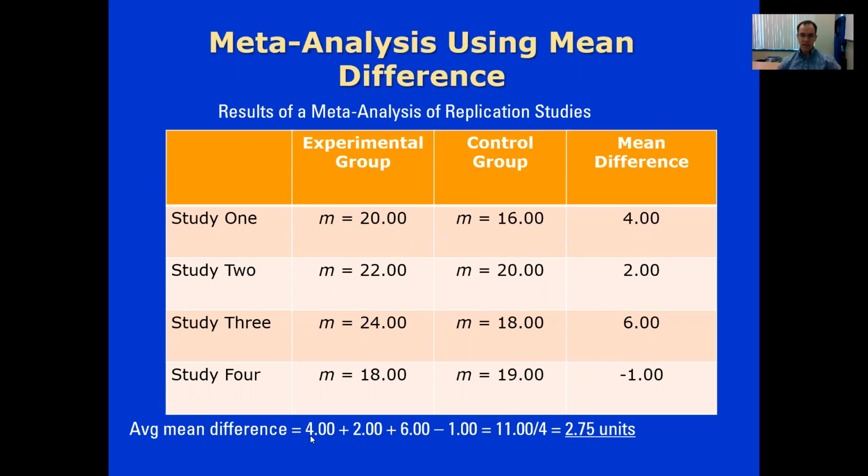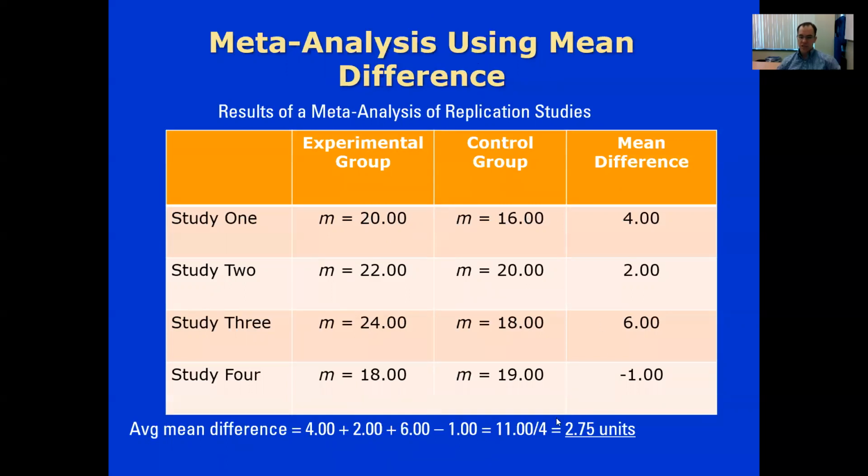So you would simply put the mean difference between the experimental and control group for study 1 here, and you repeat that for studies 2, 3, and 4. Add that up and then divide by the number of studies, and you would end up getting the average mean difference for the 4 studies looked upon.